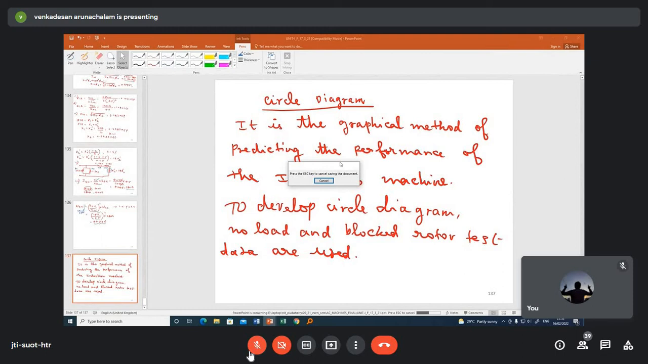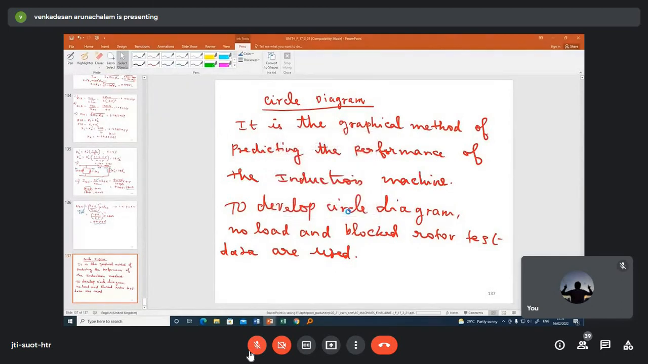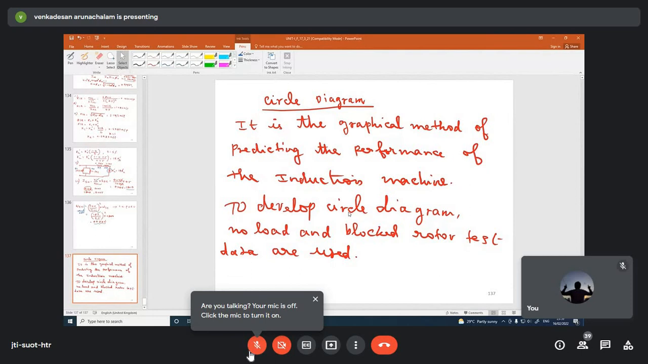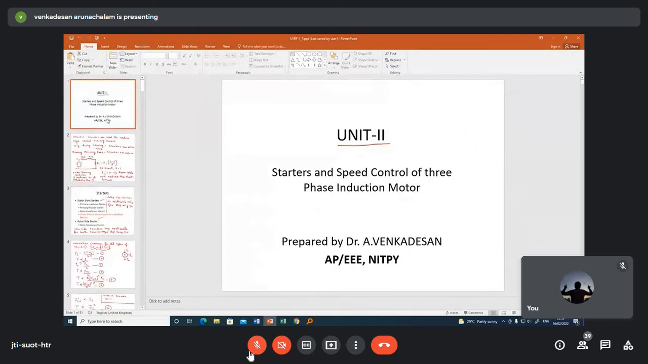Then the second topic is speed control of induction motor. Speed control of DC motor we have already seen. Same way, we need to study the various methods of speed control in induction motor also. That is the second topic. Then the third topic is braking of induction motor. The braking in DC motor we already studied. So same way, we need to study the braking of induction motor also.